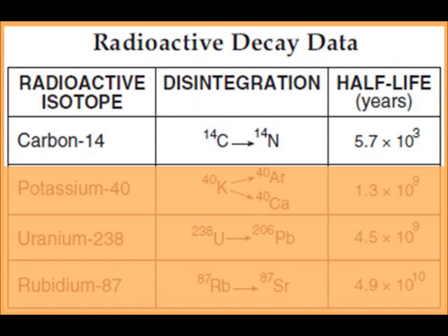This information is given to you on page 1 of your Earth Science reference table, and it shows you that carbon-14 will change into nitrogen-14, and the half-life is written in scientific notation, so 5.7 times 10 to the third is equal to 5,700 years.